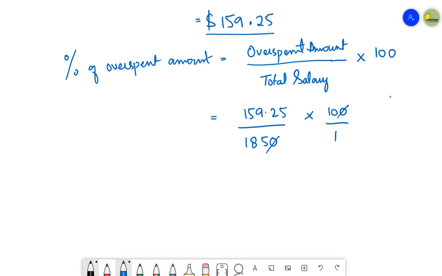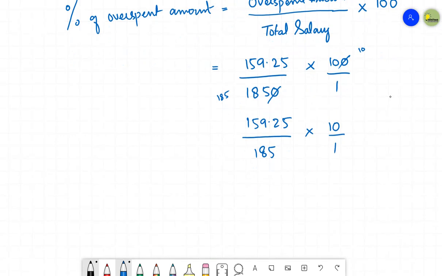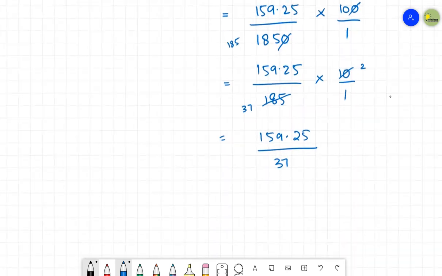0 and 0 can be cancelled. It will be 159.25 over 185 multiplied by 10 upon 1. I have cancelled 1850 and 100 by the table of 10, so I get 10 over here and 185 over here. Cancelled by 10, both the numbers. Then cancel 10 and 185 by the table of 5. 5 2s are 10 and 5 37s are 185. So it will be 159.25 divided by 37. This is the final step that you need to do.